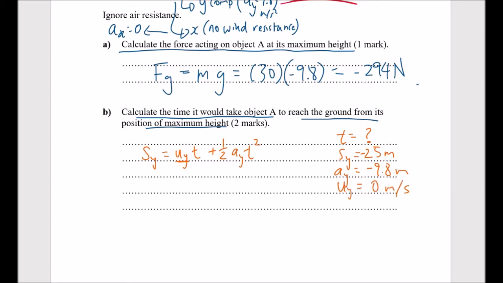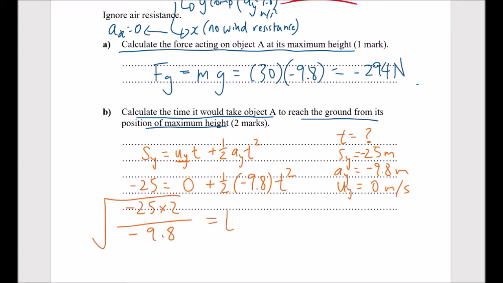Okay, well, let's substitute all our components in. That's going to be 0 minus 9.8 and t squared. So if I want to move everything over, it'd be 25 times 2 divided by 9.8, square rooted, and that'll be t.